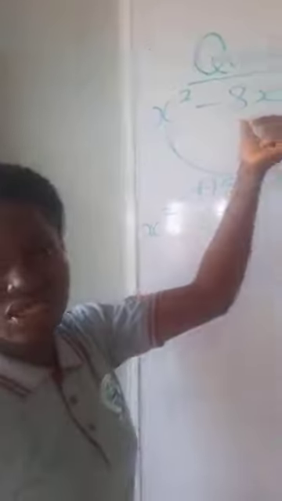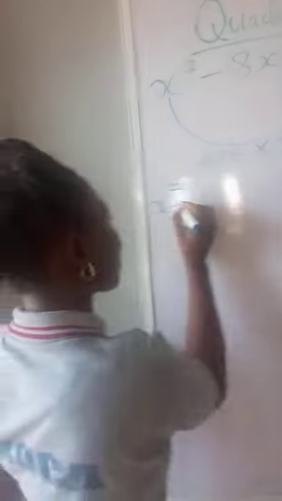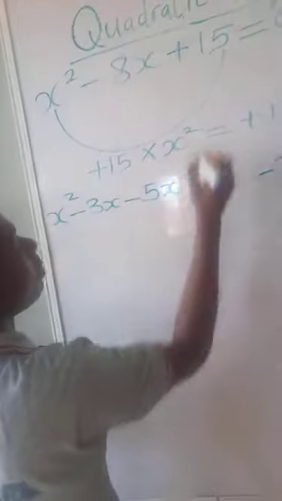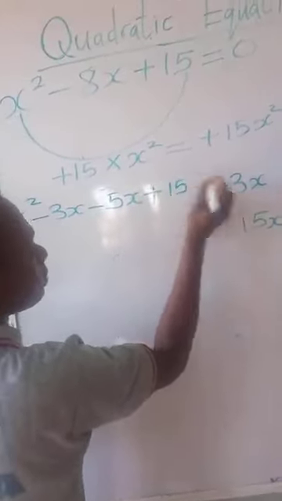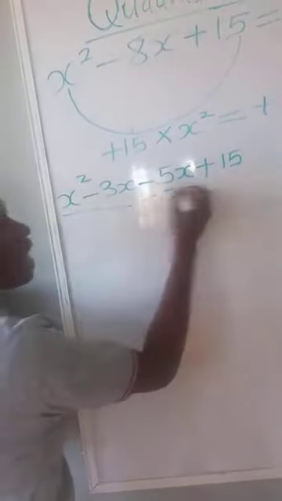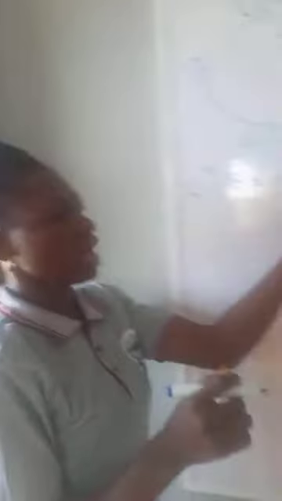Now, this is what we do. You write this. You replace this middle term, which is minus 8x, with these two terms. That will be minus 3x minus 5x plus 15. You don't need this. Now, for what we have here, you take them in two, this and this. We have two terms, these two terms.